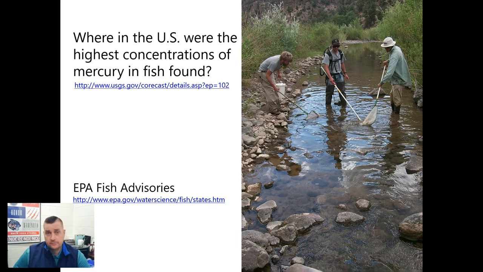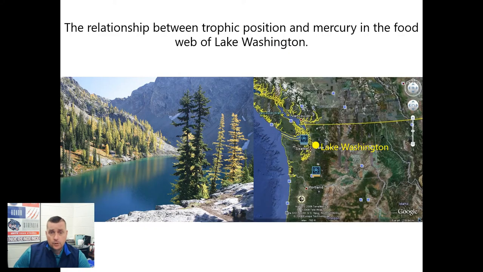So now we're going to look at where the highest concentrations of mercury were found in the United States based on this study. We're seeing the mercury levels here in the Pacific Northwest, which is going to be the basis of what you're looking at in your case study. They're looking at the position on the food web, or trophic position, and the relationship between mercury levels and level in the food chain.